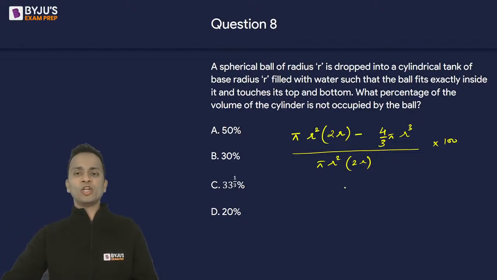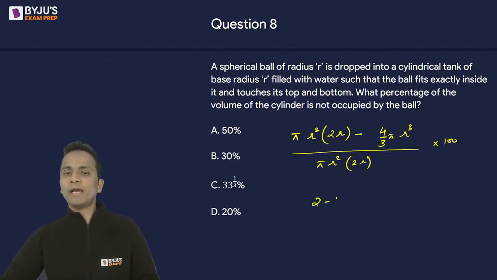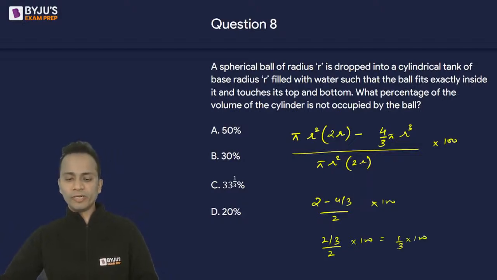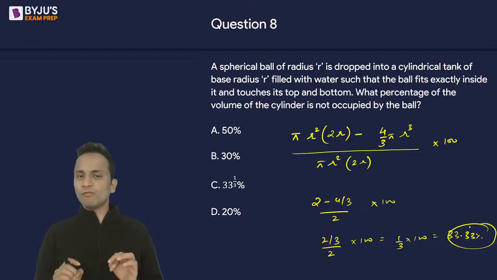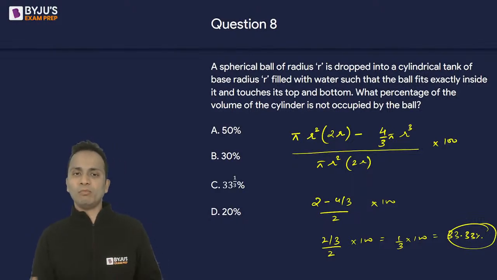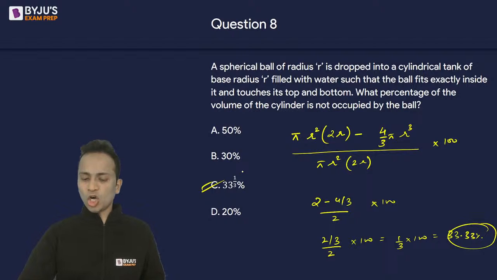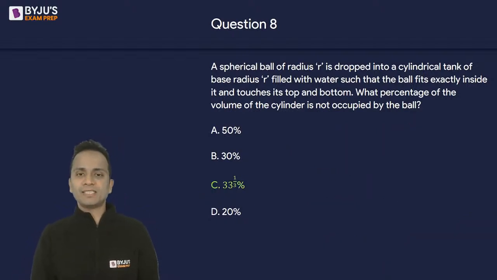Now from numerator and denominator, pi r cube will get cancelled. So it will look like 2 minus 4 by 3 divided by 2 into 100. Now 2 minus 4 by 3 will be 2 by 3. So 2 by 3 upon 2 into 100, that is 1 upon 3 into 100, and the answer will be 33.33 percent. So one third of the volume will not be occupied by the ball. So the correct answer is option C for question number 8.